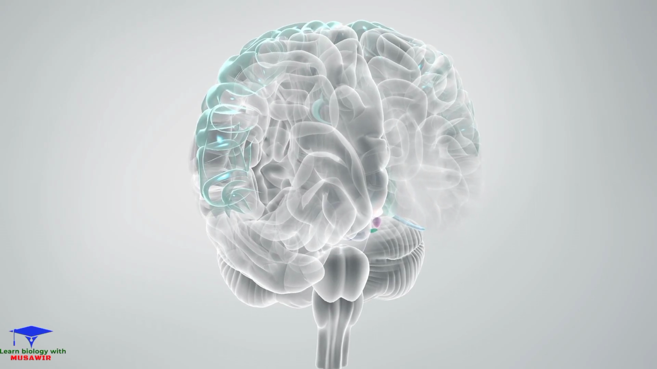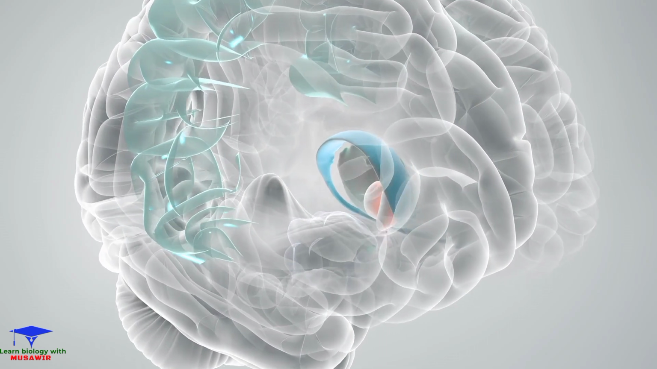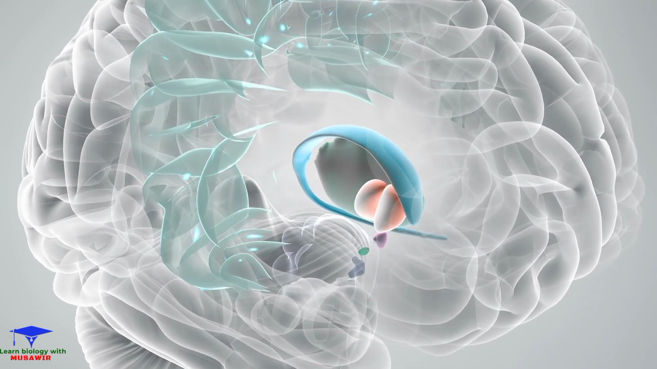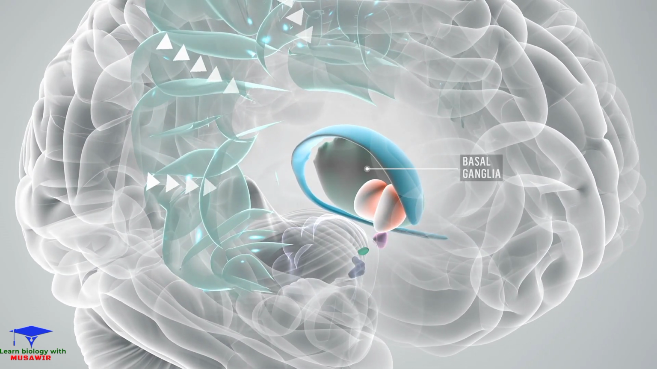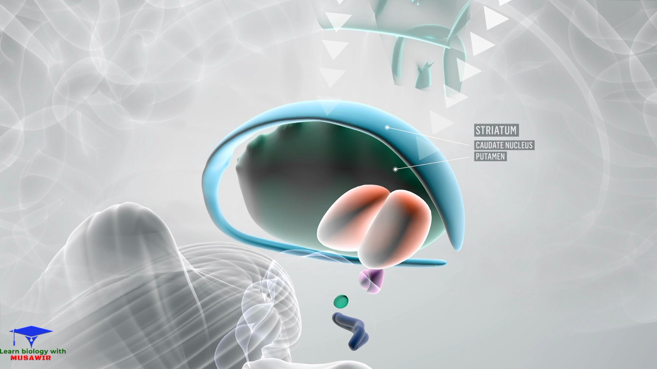The basal ganglia, along with the thalamus and motor cortex, are responsible for the planning, control, and execution of movement. The basal ganglia receive inputs from all cortical areas involved in motor function and channel this information back to the motor cortex through the thalamus. The main input structure of the basal ganglia is the striatum.